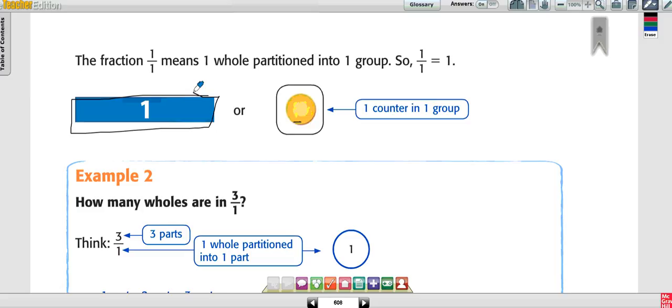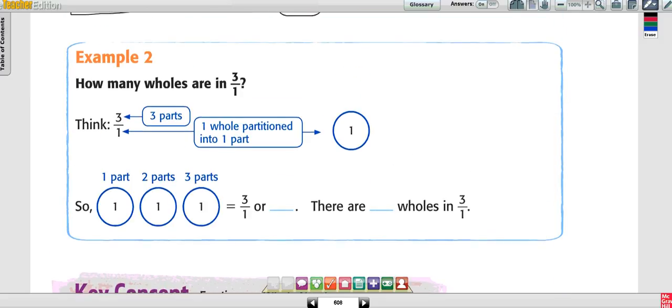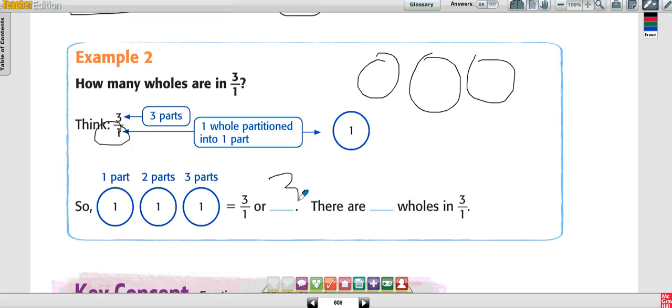However, how many wholes are in 3 over 1? Okay, so think that there are 3 parts, and the 1 at the bottom means that they're completed. They're 1 whole. So I have 3 whole circles. So 1 part, 2 parts, and 3 parts are 3 over 1. Or there are 3 wholes, or 3 whole circles, or 3 whole parts, and 3 over 1.